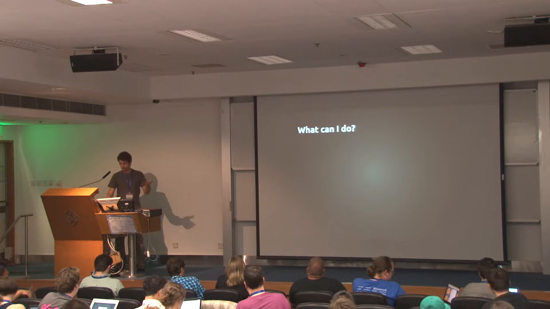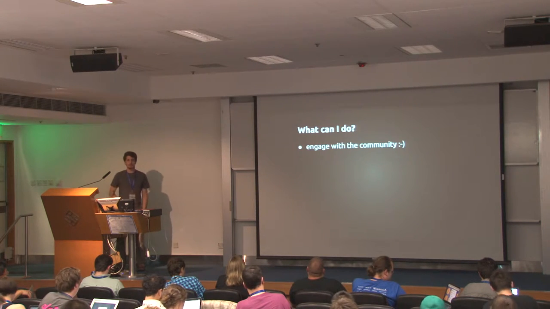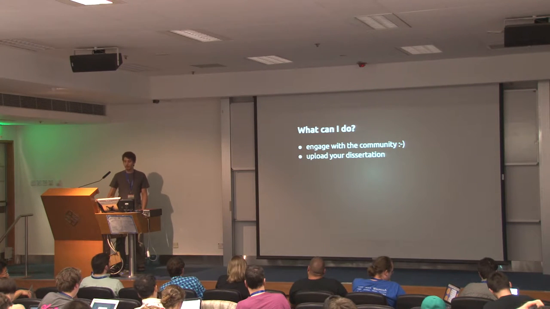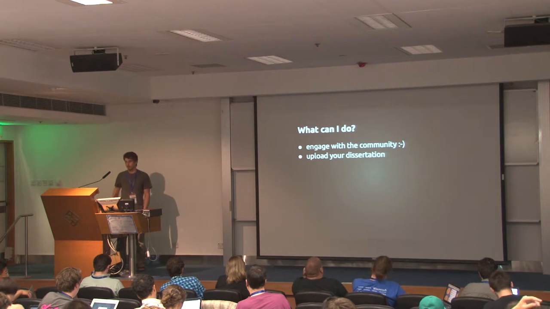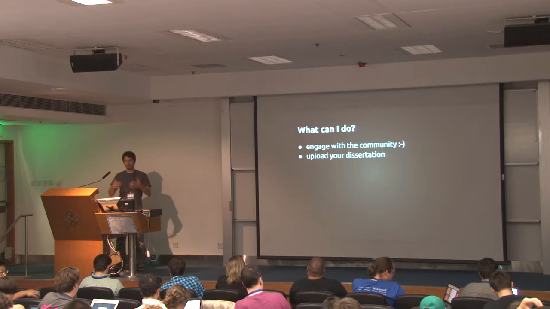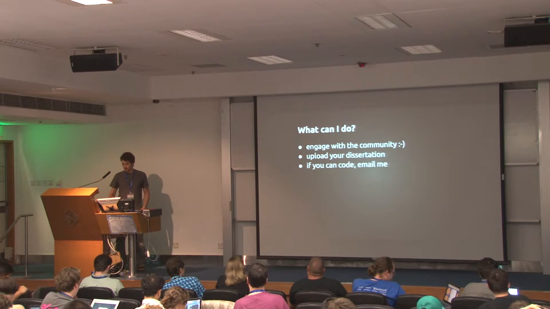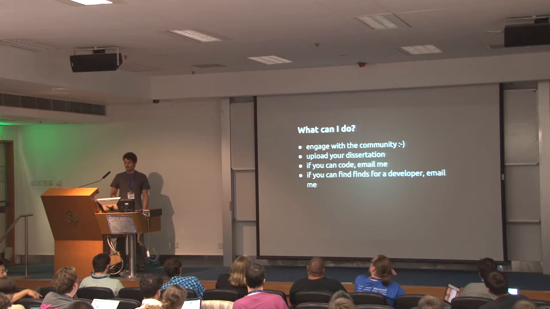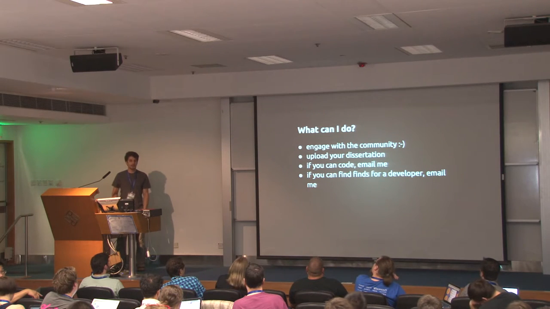So what can you do? You can engage with the community, you can go to the Wikisource in your language. I think there is also a Kazakh Wikisource out there. You can, for example, upload your dissertation, try to see if it's working, put it out there and reference all your quotes. And if you can code, you can email me, and if you can find funds for a developer, you can email me as well.